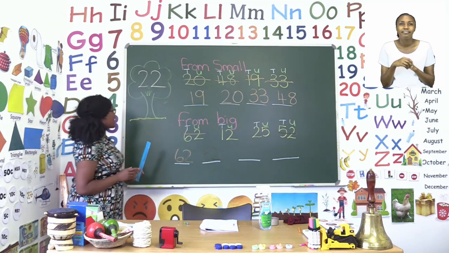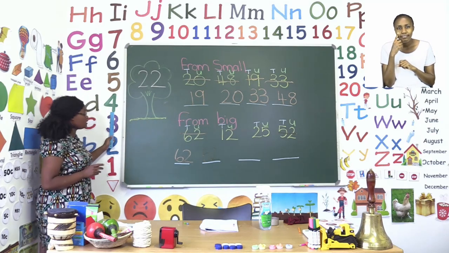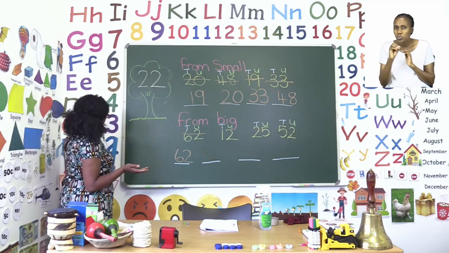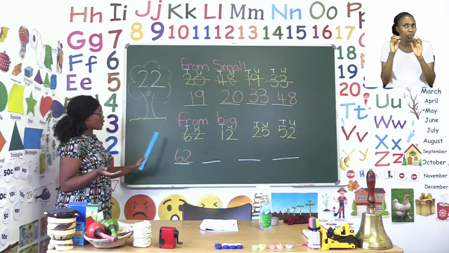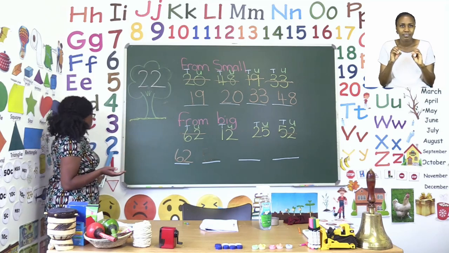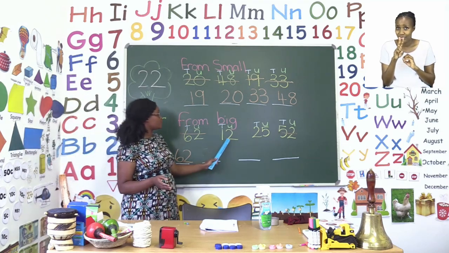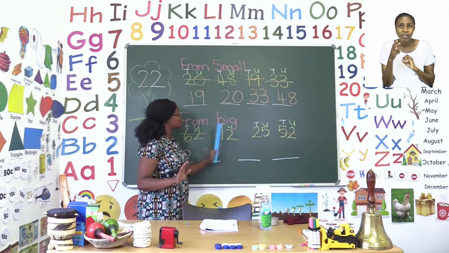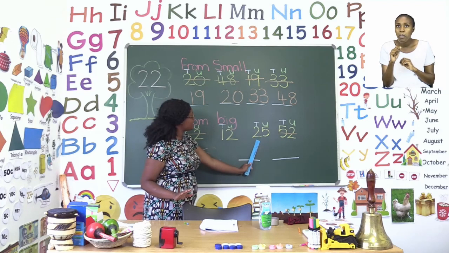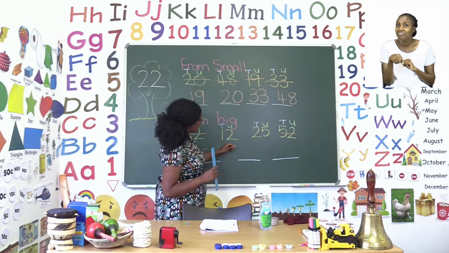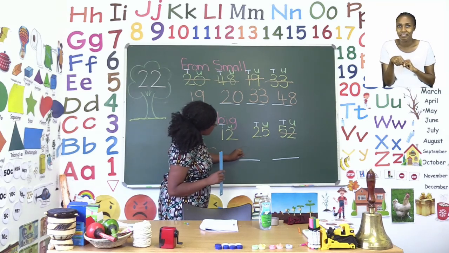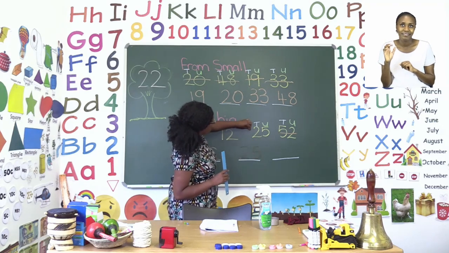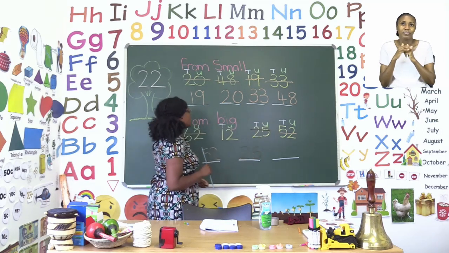Now we are going down. 4. Are there any 4s? No. 3s? No. 2s? We only have a 2 for Mrs. Units, but that's not the one we're looking for. We are looking for Mr. Tens' friends, and he does have a 2. So the next number is 25. Good job, everyone. Don't forget to cross him out.